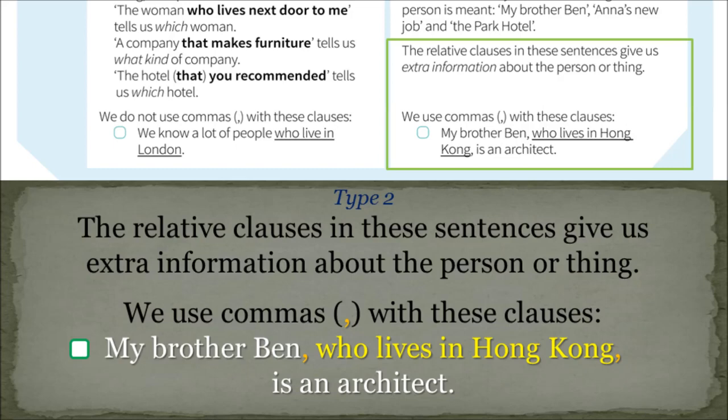The relative clauses in these sentences give us extra information about the person or thing. We use commas with these clauses. My brother Ben, who lives in Hong Kong, is an architect.